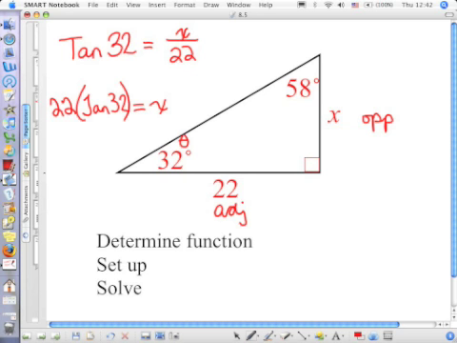And we're looking for a side, so we're going to round to the nearest tenth. 13.7. Very good.